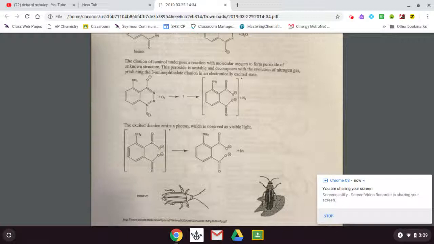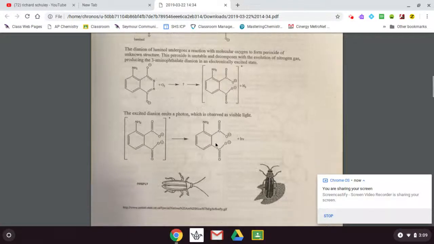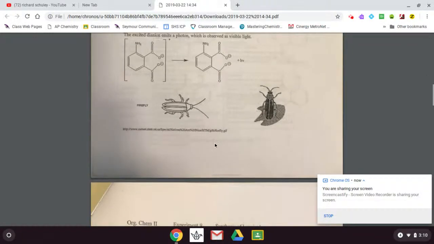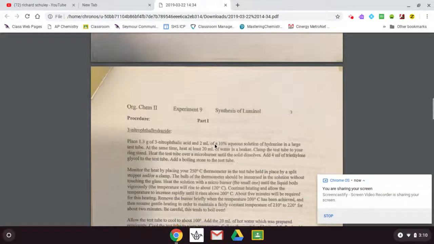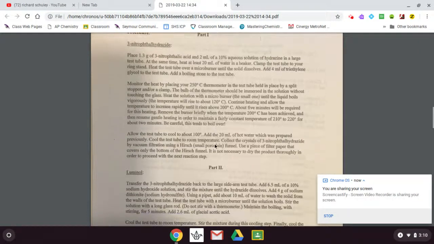So I've ordered some fresh chemicals on this. We're going to see if they're any better than they were last year. The light was a little dull, so we'll see what happens. Well, now the key here is we're going to use about 1.3 grams of the nitrophthalic acid and 2 milliliters of the hydrazine in a large test tube. I'll have these big test tubes for you.